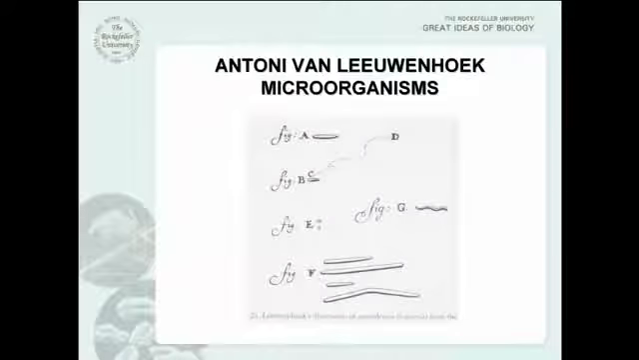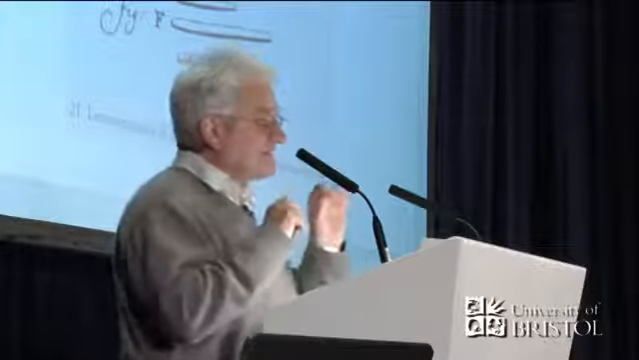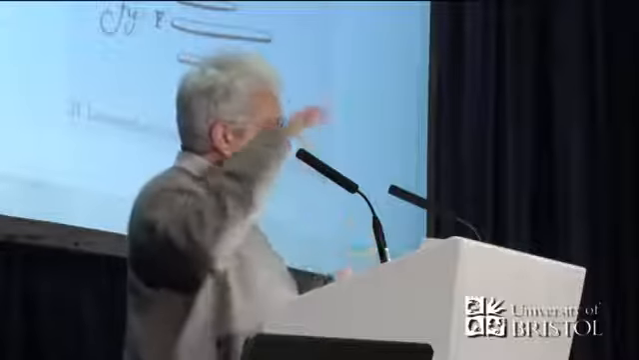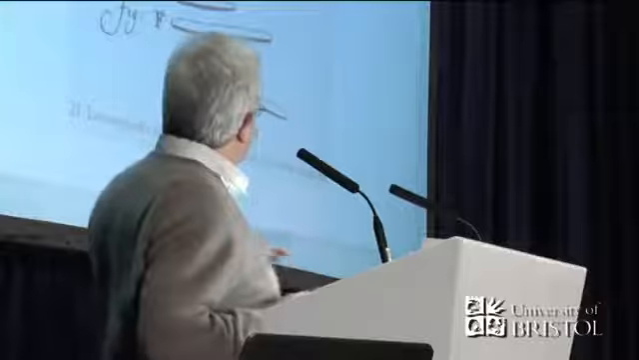Leeuwenhoek described single cells. Here's a picture in a letter he sent to the Royal Society. What he did is he took a little scraping from between his teeth and put it under, in fact, a single-lensed microscope, which had fewer aberrations than the complex microscope. And he got extraordinary magnification, so that these are bacteria. If any of you took a scraping between your teeth, I'm afraid to say you would see the same thing. And rather charmingly, he drew what he saw.